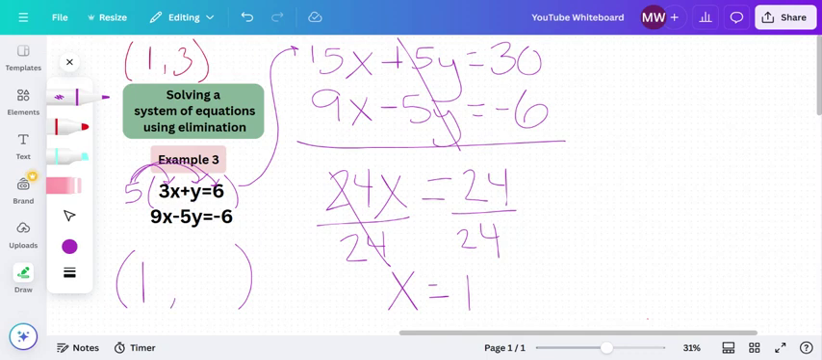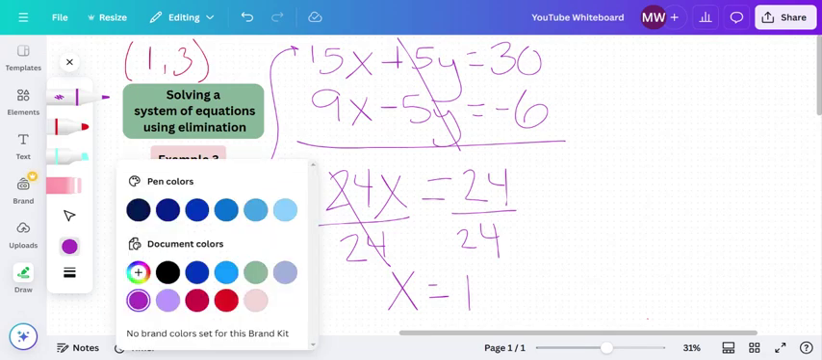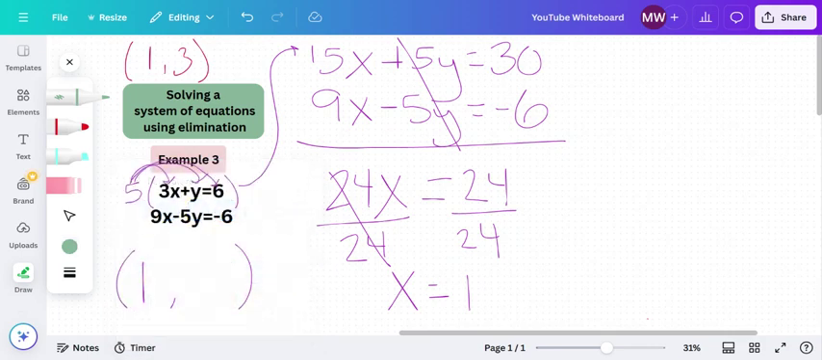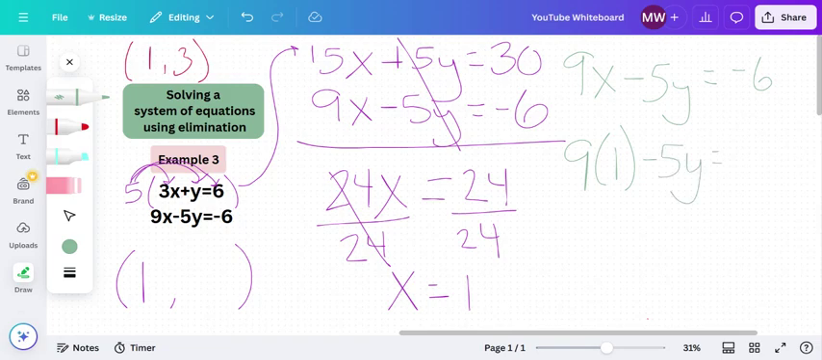So now we need to go and use what we just found, x is 1, and plug that back into one of our original equations to solve for y. This time I'll use the second equation, but like I said, you can use either one and you should get the same answer. So our second equation was 9x minus 5y equals negative 6. I'm going to go back in. Anywhere I see x, I'm going to put 1 and start solving. So 9 times 1 is 9.